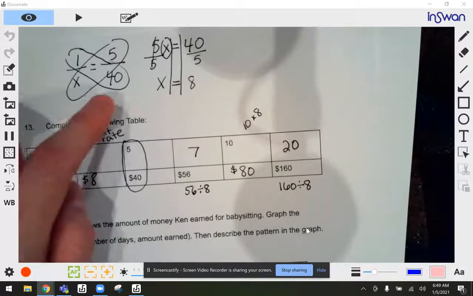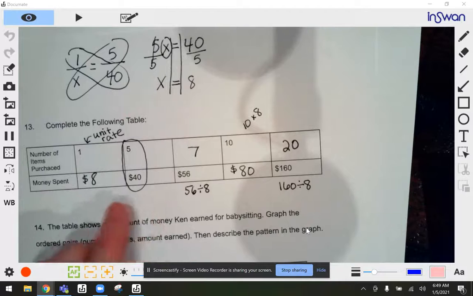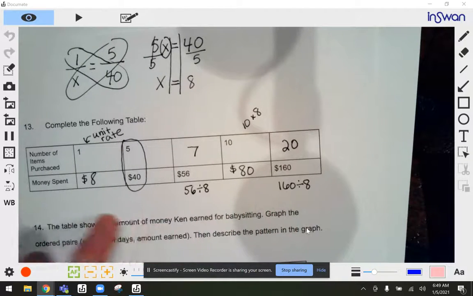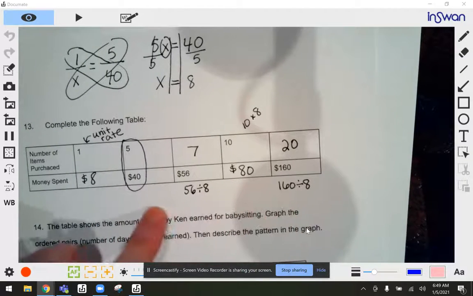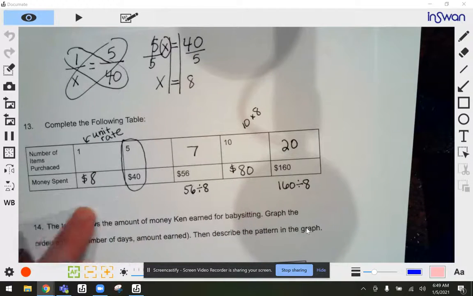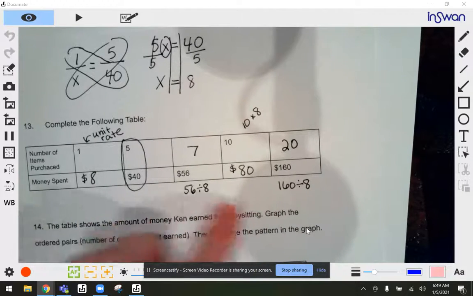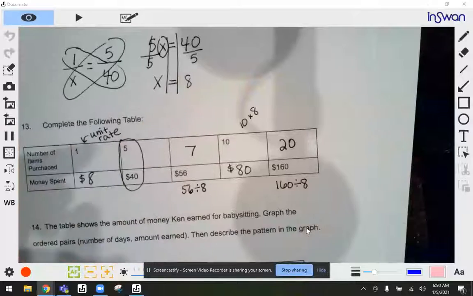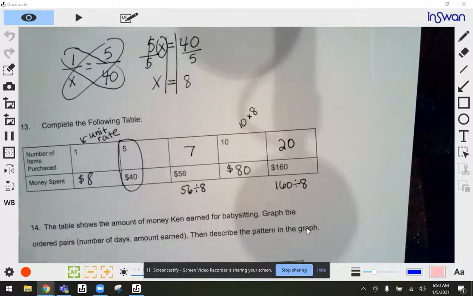If you prefer to use proportions, you could set any of these equal to each other. They all should be equivalent. It's the same relationship. They're all the same ratio. They're just in different forms. So you could absolutely set proportions with any of them equal to find the missing items.